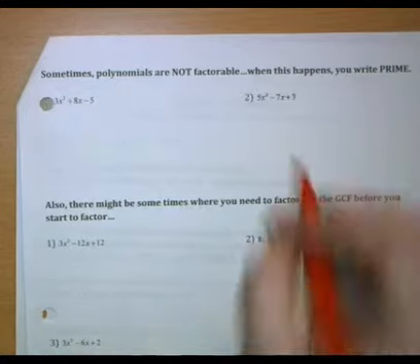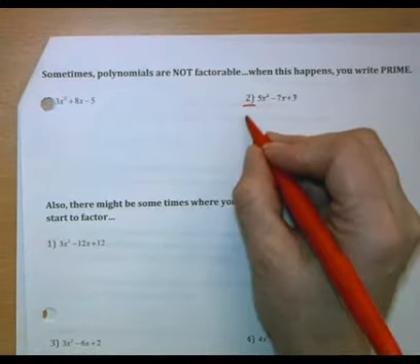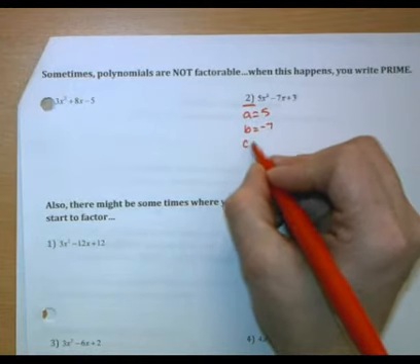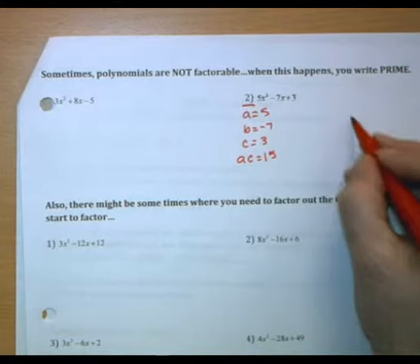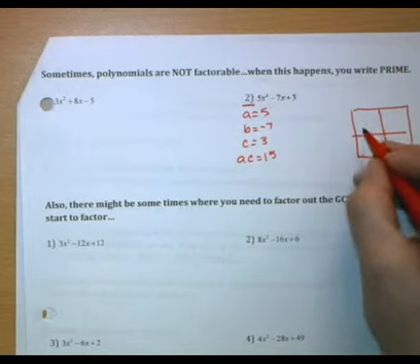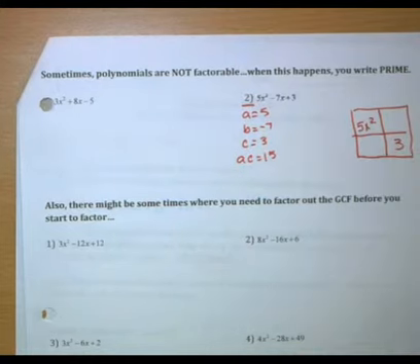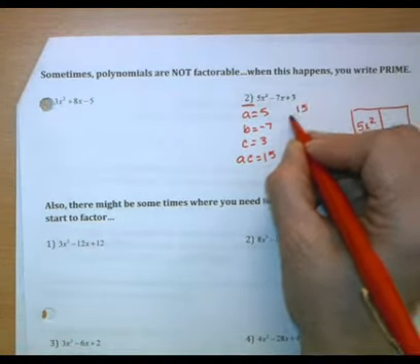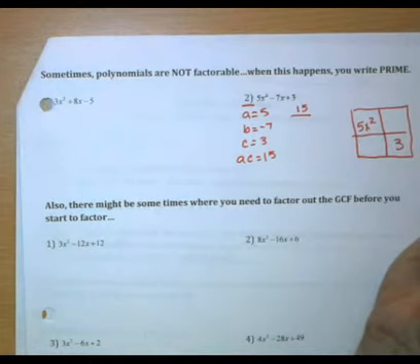Every once in a while you'll find a situation where there is simply no answer. So we're going to look at number 2 in your notes and set it up the same way we have. A equals 5, b equals negative 7, c equals 3. A times c equals 15. I make my box. I know that I have 5x squared, and I know c is 3. Okay, so now I need to find things that are going to multiply together to give me 15, but they're going to add up to be negative 7.